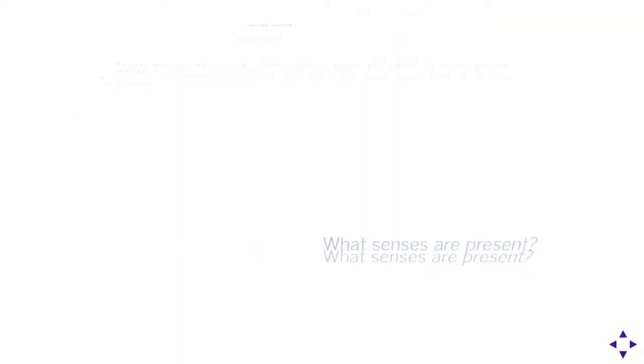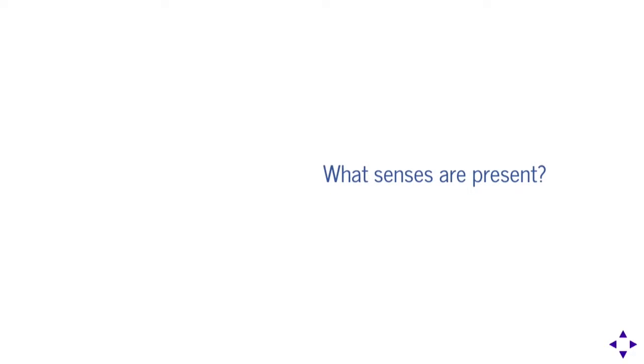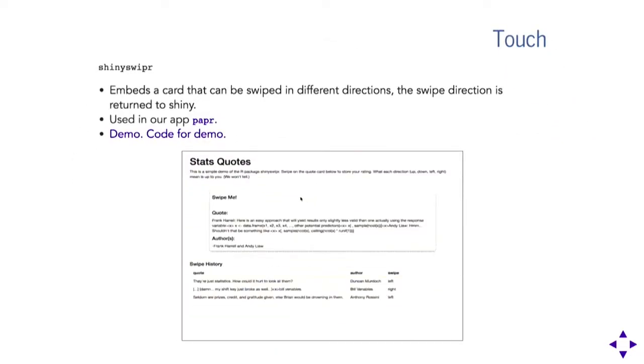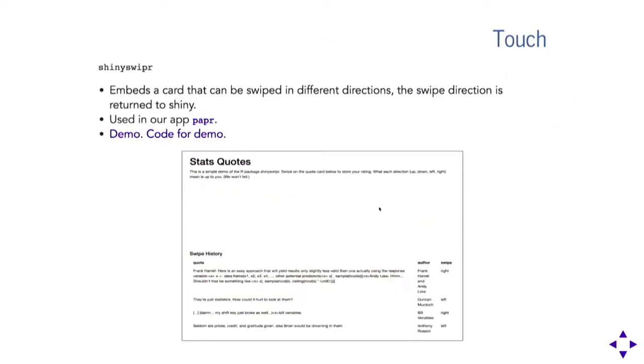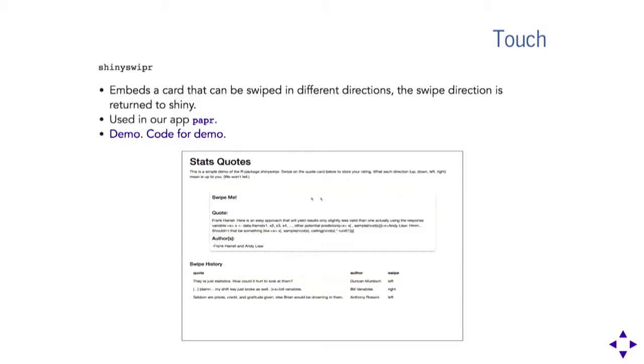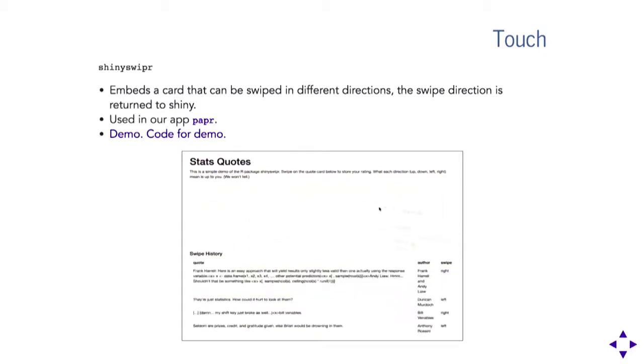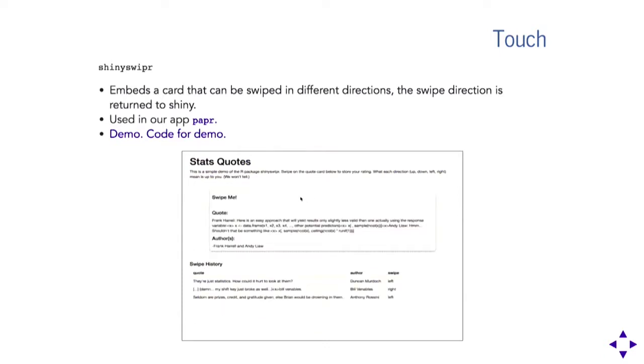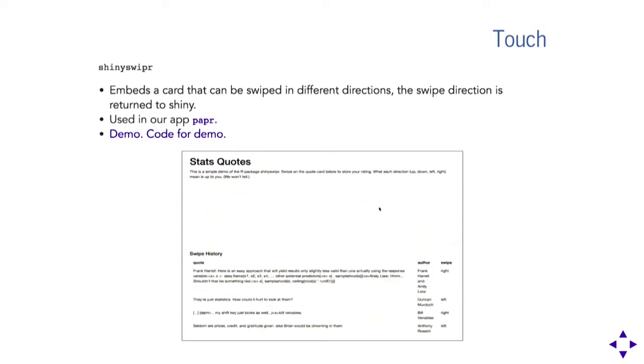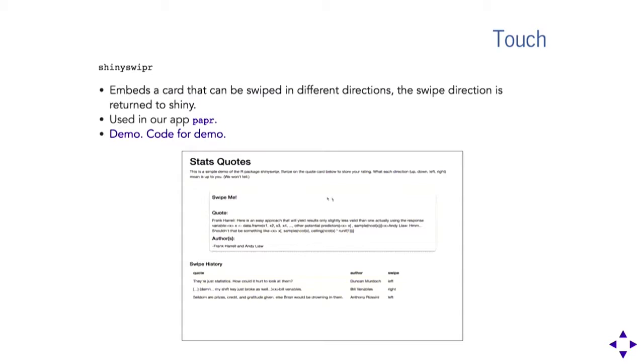So, well, I should go down. So what senses are present? And senses really just means functions in this context. Like I said, I'm fully embracing gimmicks. So touch. This is Shiny Swiper, the first touch that we have, and it's kind of where this package originated. Basically, it just embeds a little card in a Shiny app that you can throw anything that you would put in a Shiny app UI into.